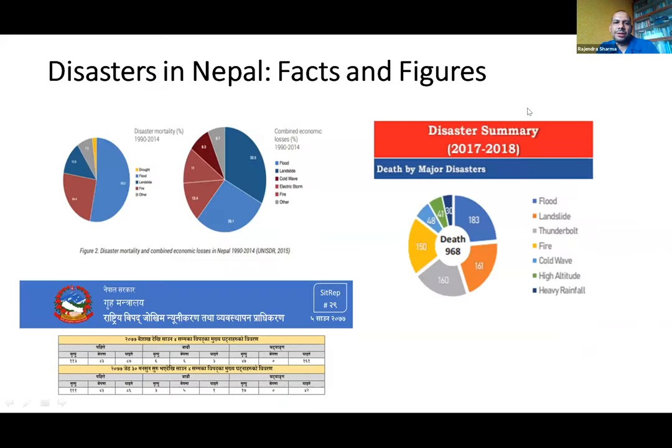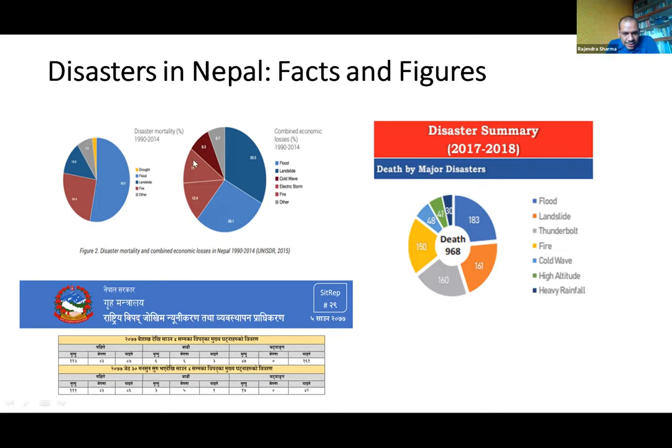So talking about the flood disasters, most of the disasters in Nepal are related with flood, landslide, and also earthquake, and other disasters come behind them. And by looking at these figures and facts, what we can see is that flood and landslide disasters are the dominant disasters which occur every year in Nepal and which cause the loss of life and property.